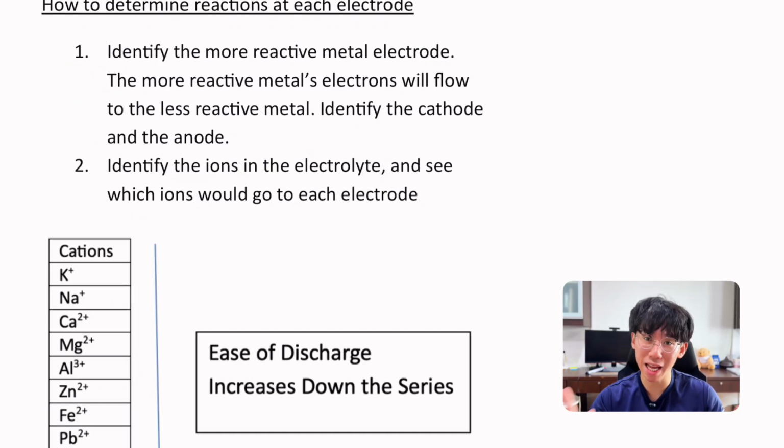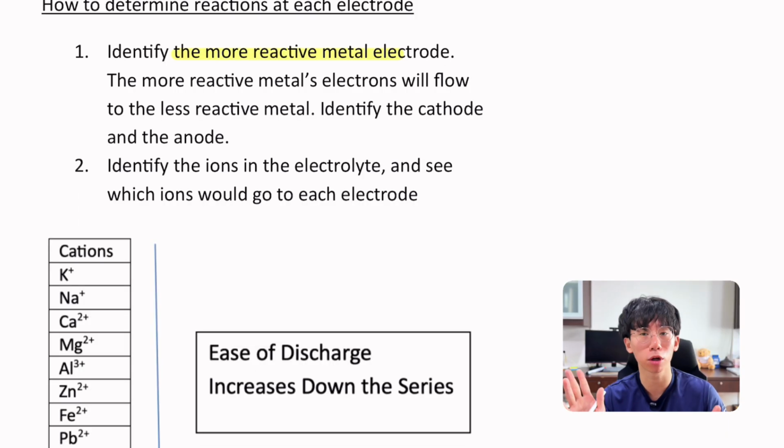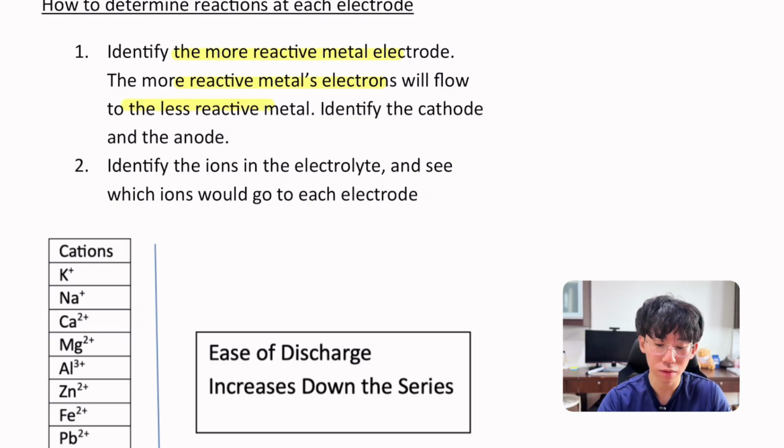Now let's run through step by step how to determine reactions at each of these electrodes. Number one, you want to identify the more reactive metal electrode. And again, you have to refer to your reactivity series, which you should have memorized from the reactivity series chapter. It is very important for electrochemistry as well. The more reactive metal's electrons will then flow to the less reactive metal. With that said, you can identify which half cell has oxidation, which half cell has reduction, and furthermore, you can identify which is the anode and which is the cathode. This is very important for this chapter.